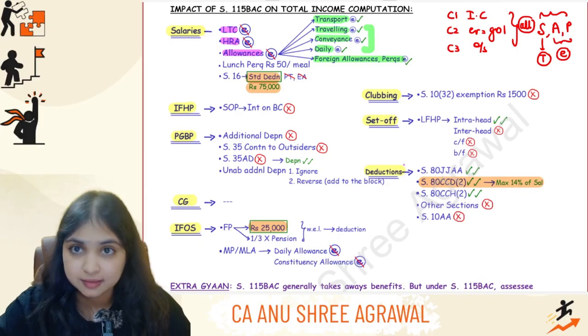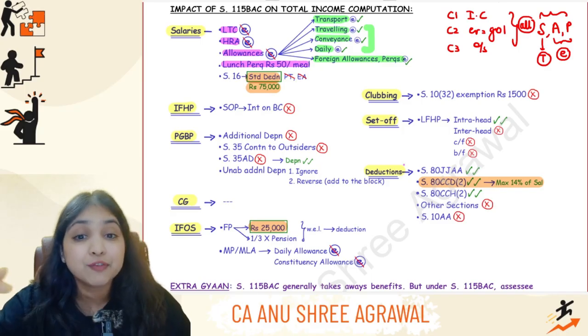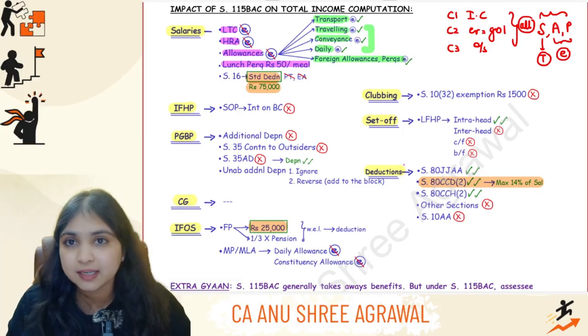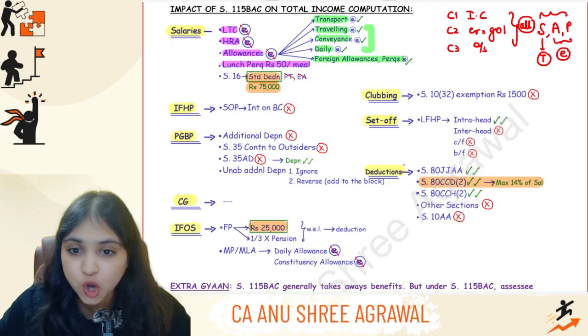Under the salaries head of income, if assessee is getting lunch perquisite, then you give the assessee 50 rupees per meal exemption, right? That 50 rupees per meal exemption also you will not enjoy if assessee is following the default regime. So 50 rupees per meal exemption not available.